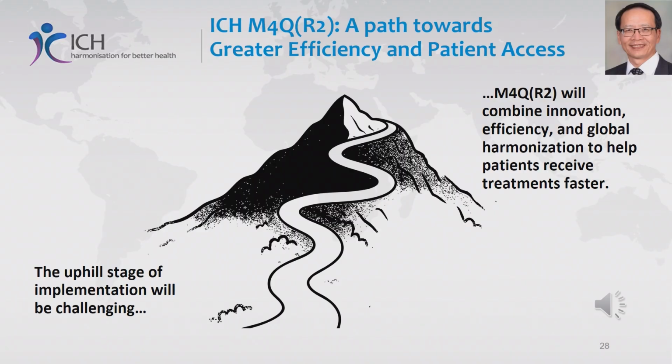As I stated here, M4Q R2 will combine innovation, efficiency, and global harmonization to help patients receive treatment faster. That's our ultimate goal: better outcomes for patients through a more efficient, effective regulatory process. We acknowledge that the uphill stage of implementation will be challenging, but we must keep in mind the benefit for industry and regulators, and most importantly patients, that justifies the effort required for successful implementation.